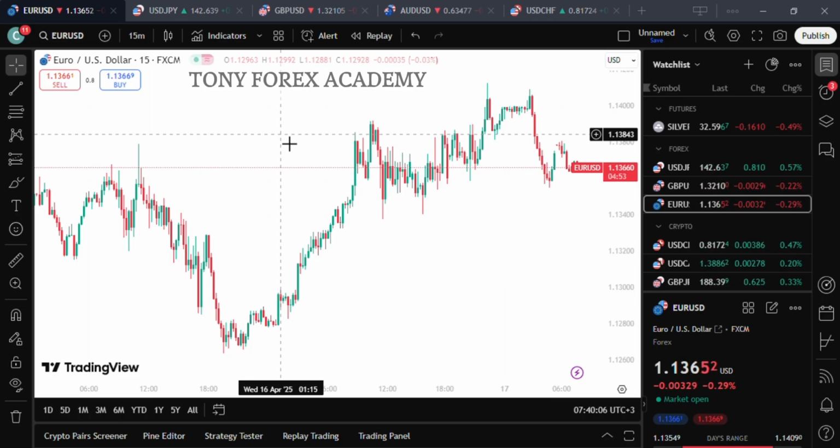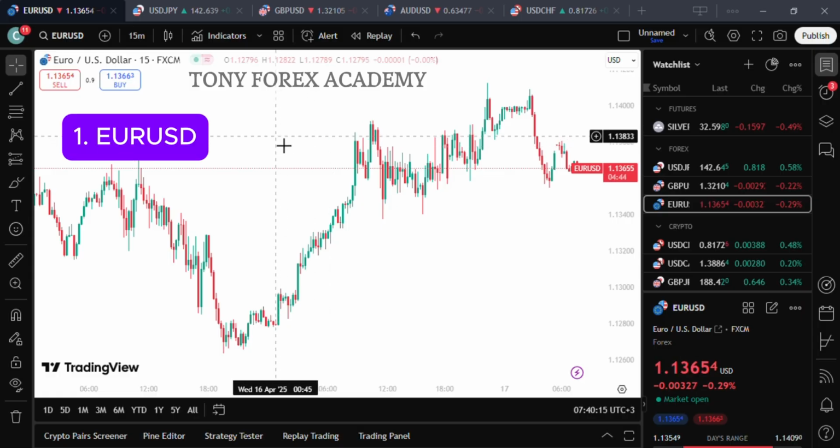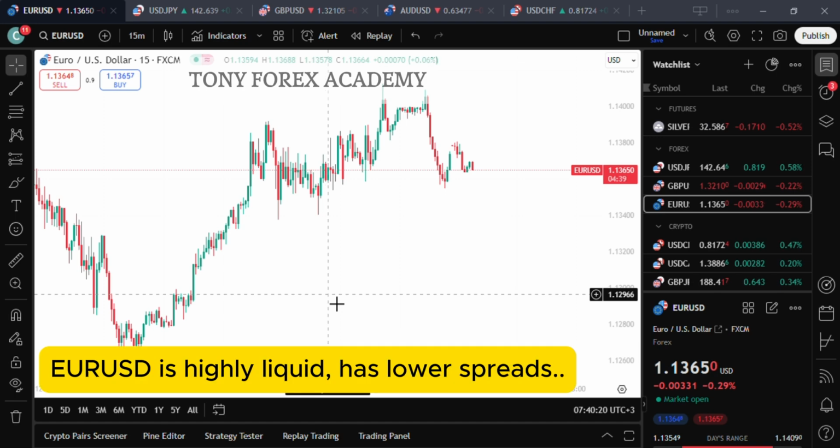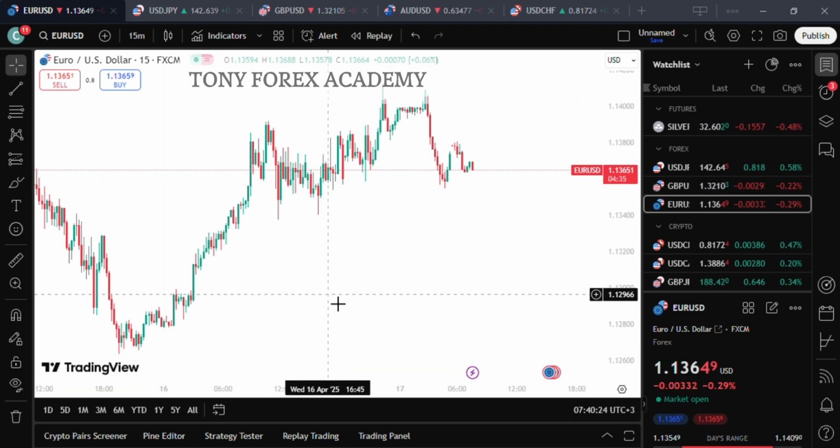At Tony Forex Academy, some of the pairs that we recommend for beginners include, for example, the Euro USD. As you can see here, this pair is highly liquid and has low spreads, and it tends to be less volatile compared to other pairs. It's also widely traded because these are two big economies, Europe and the US, so this pair offers plenty of analysis and resources for learning.